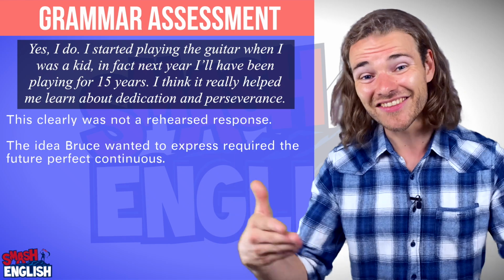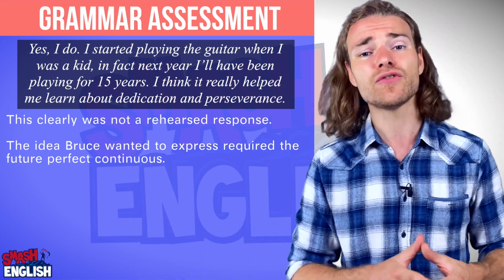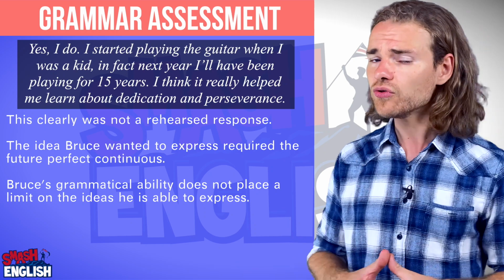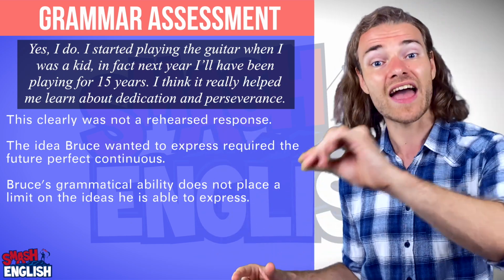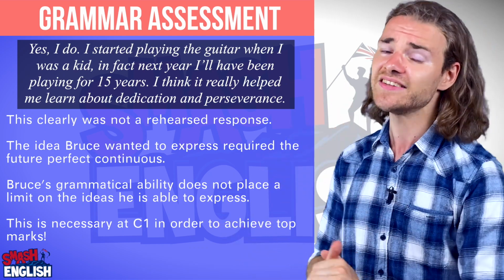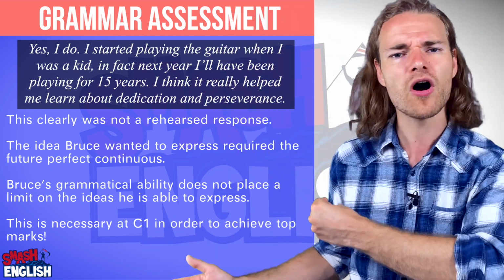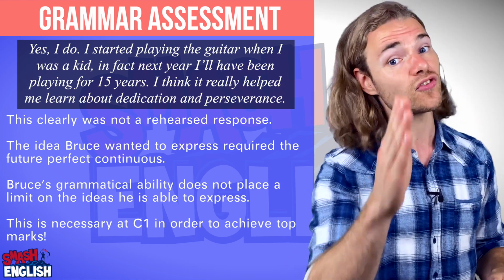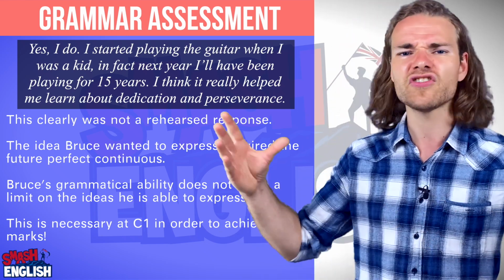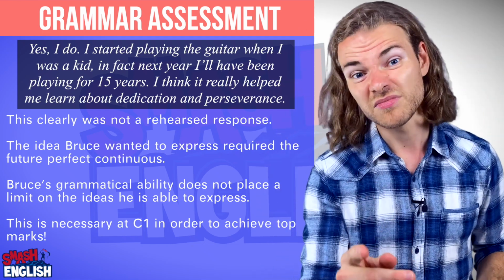Bruce had an idea that he wanted to express, and in order to express it, he had to use the future perfect continuous. This shows that his grammatical ability does not place a limit on what he is able to say, and this is necessary at the CAE level in order to score the highest marks possible. At the B2 First level, it's not, and you are not expected to be able to have this type of grammatical control. For CAE, yes, you are.